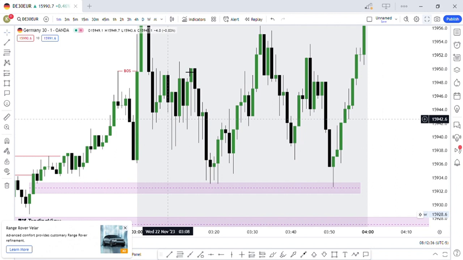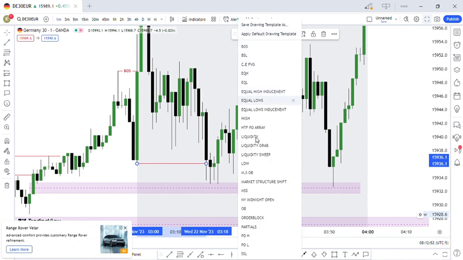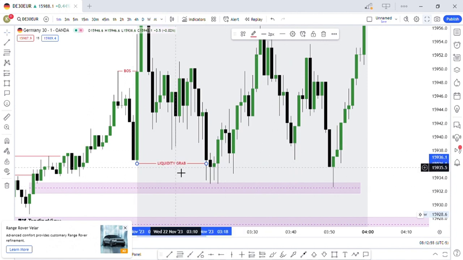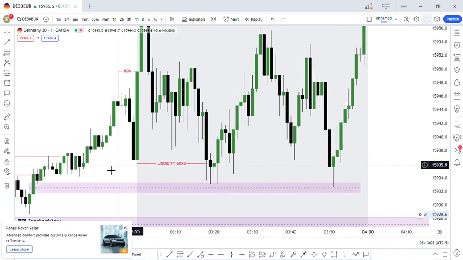Make this fail to make a higher high, then make a lower low, breaking this structure. This is not a break of structure. This is a liquidity grab. This is a liquidity grab. This one, a liquidity grab. This is fooling people into thinking that this is protected, without realizing that we have a fair value gap here that has to be filled.